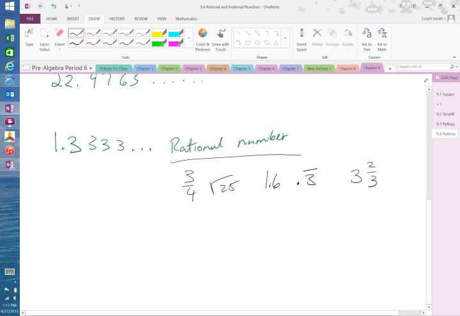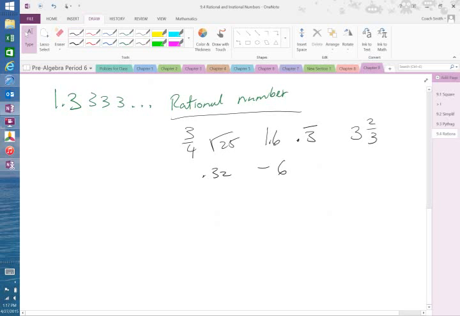0.32, -6. Those are all examples of rational numbers. Rational numbers are the numbers that you've been dealing with since a very young age. So any questions on the difference between the two sets of numbers?